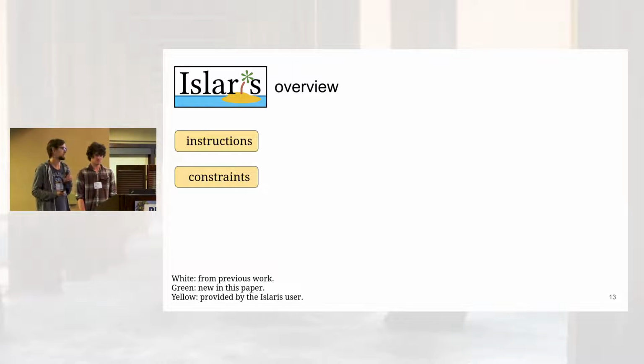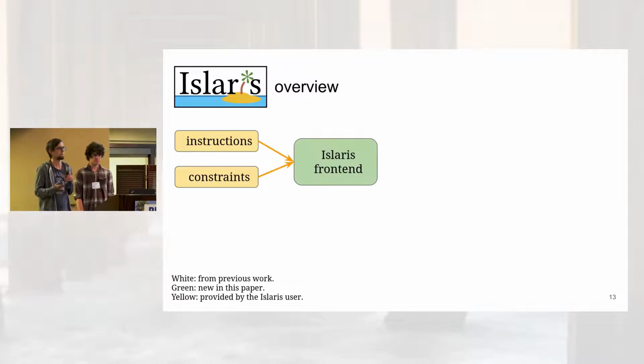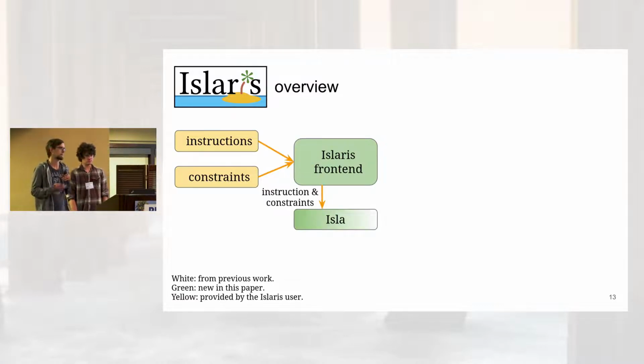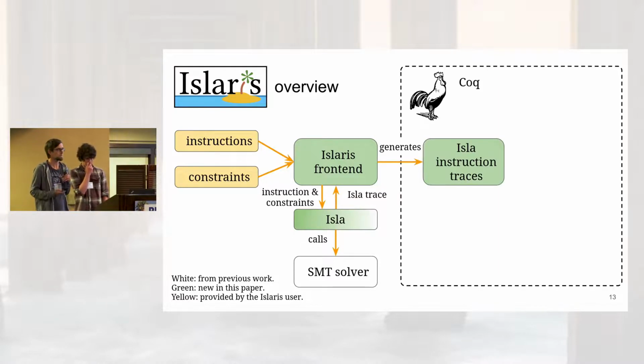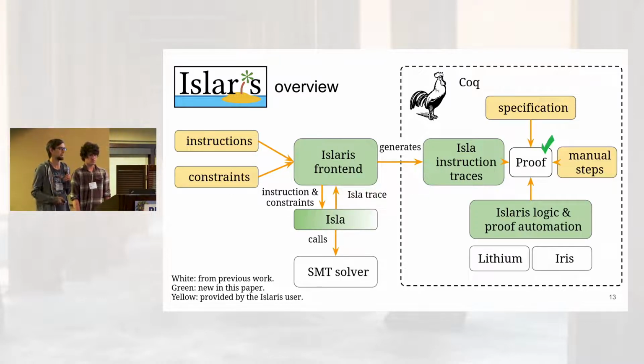What does a user need to do to verify their code using Islaris? First, the user takes the instruction that they care about and the constraints on the system state and feeds them to the Islaris frontend. The Islaris frontend then passes that on to Isla, which uses an SMT solver to generate an Isla trace, which is this simplified description of the relevant parts of the ISA model. The Islaris frontend then generates a deep embedding of this trace in Coq, where the user can also write down a specification and use the Islaris program logic and proof automation together with manual proofs to verify the instructions against the specification. So this is the overall workflow of using Islaris.